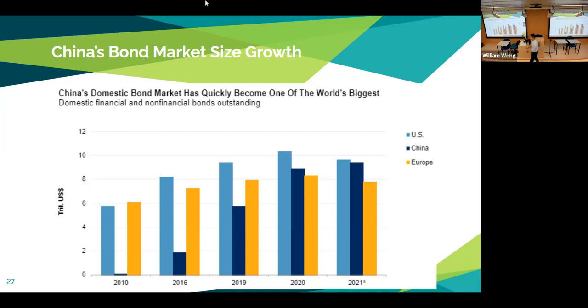For the US, it's very diversified by different sectors, but for China, it's different. The majority of it is actually real estate bonds. And if the real estate market suffers, the entire bond market suffers. So that's what happened last year.